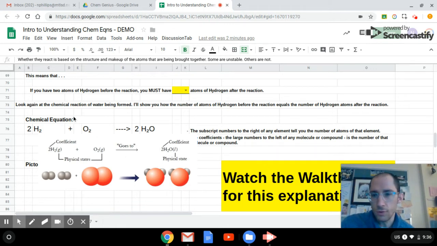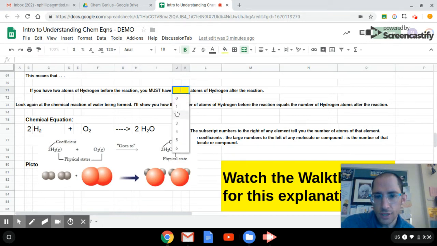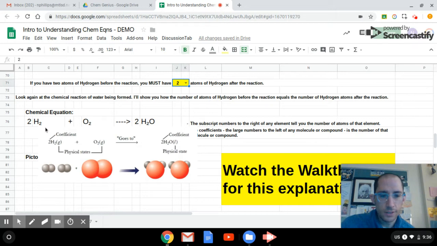In terms of a chemical equation, if you have 2 atoms of hydrogen before the reaction, you must have 2 atoms of hydrogen after the reaction. Got it. So if we look at the chemical equation of the formation of water, here's how to read this. Here's what the numbers mean.